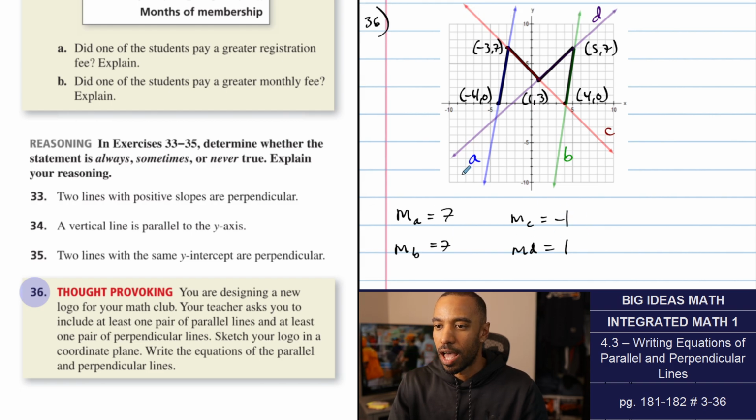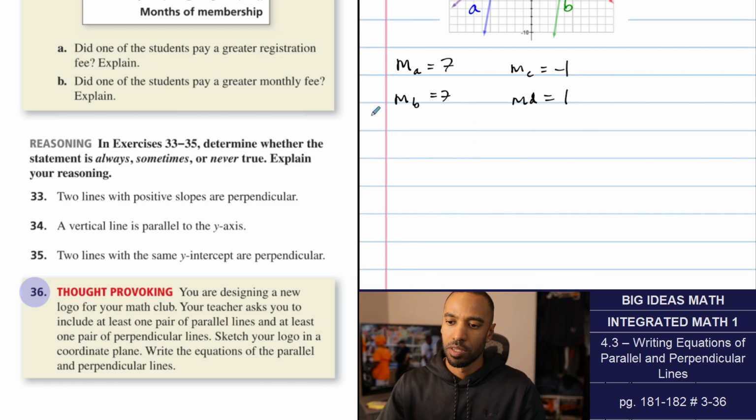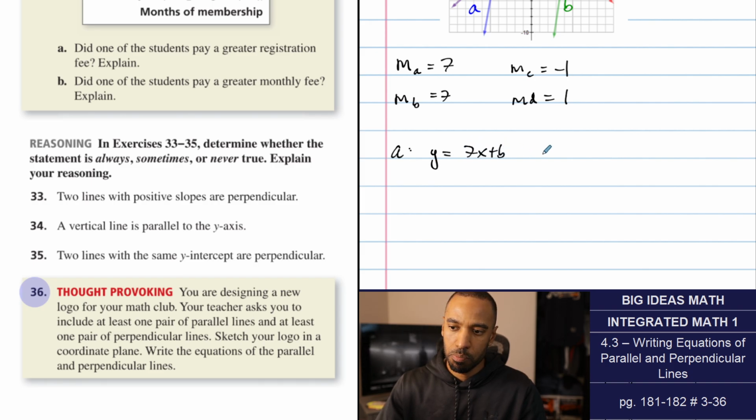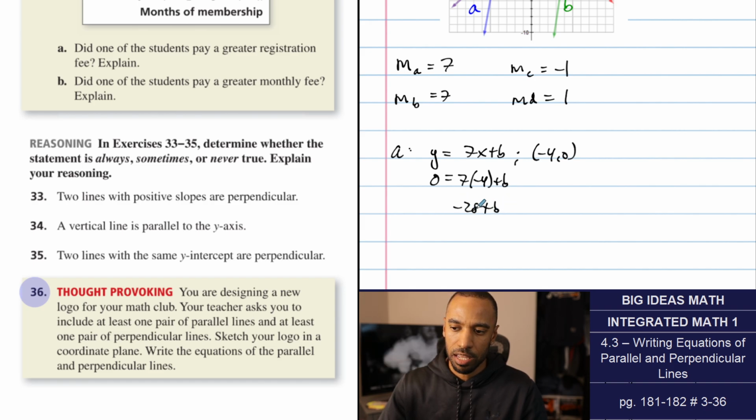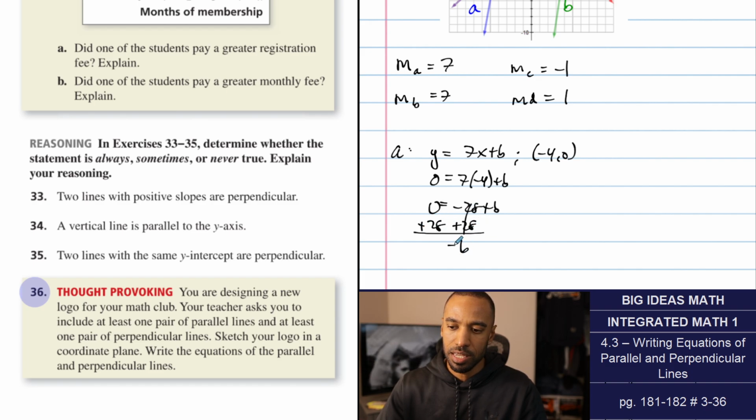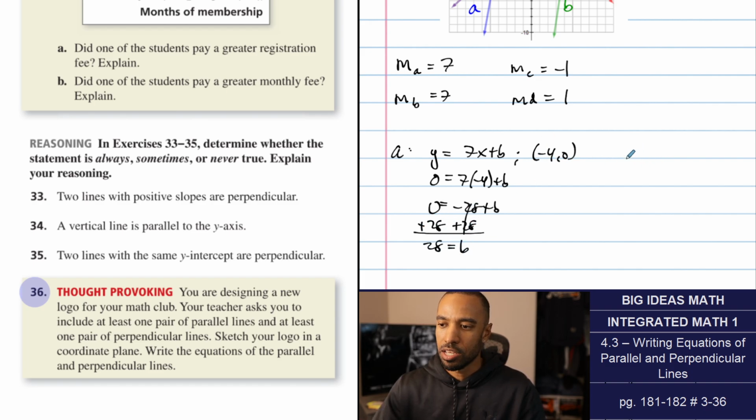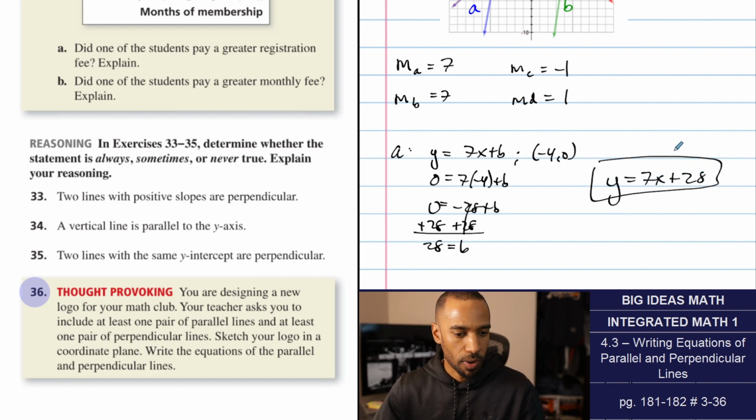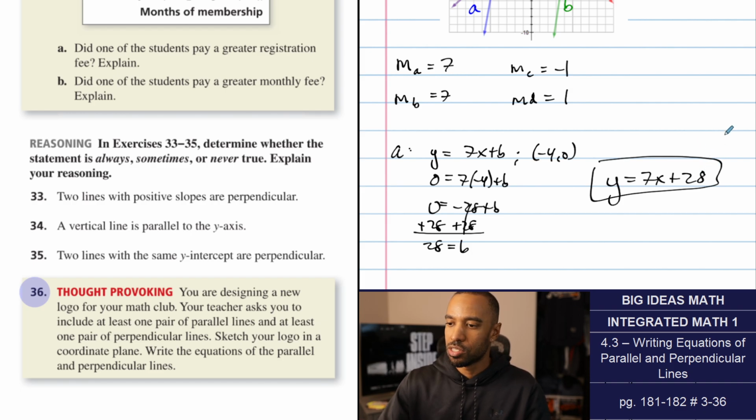Okay. So for line A, I'm going to use the point -4, 0. So for line A, I have y equals 7x plus b going into -4, 0. And that'll be 0 equals 7 times -4 plus b. And it's -28 plus b. So add 28 to both sides. You get b equals 28. So A's equation will be y equals 7x plus 28. They said write the equations, right? So that's for A.